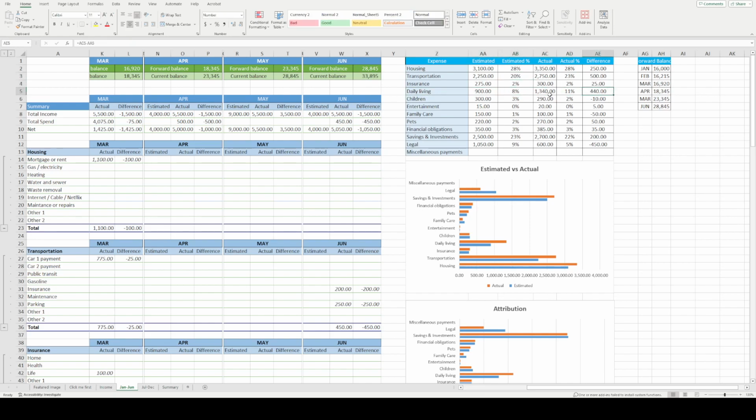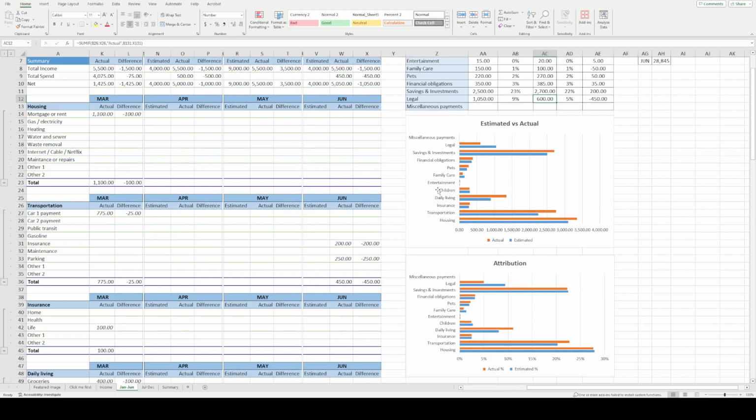So what we can see here is, let's look at this. We estimated 8%, but we actually spent 11% on daily living. So we overspent here a little bit. Let's see if we have some striking number. There you go. So legal, we thought it was going to cost us 9,000, but it actually cost us only 5%, because the actual we paid is 600.